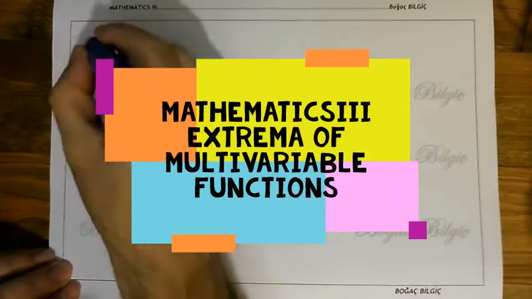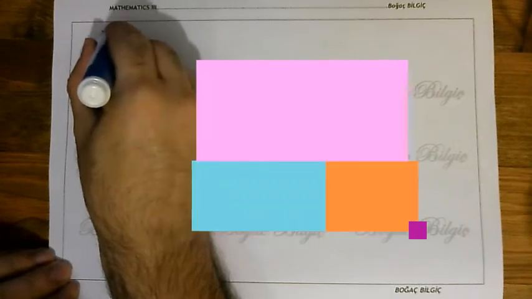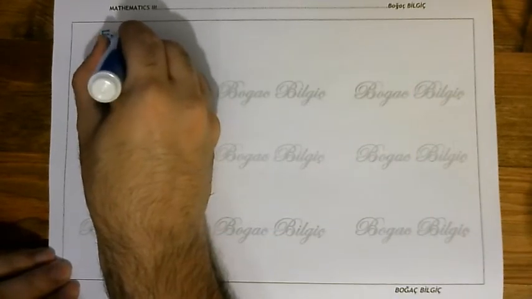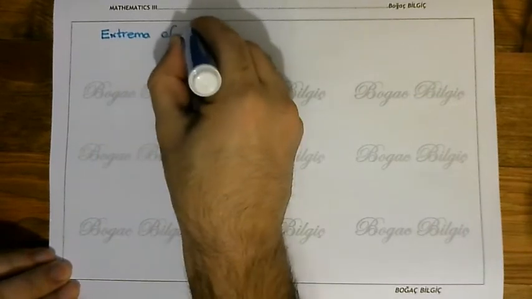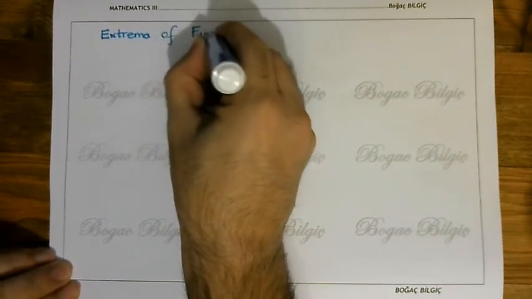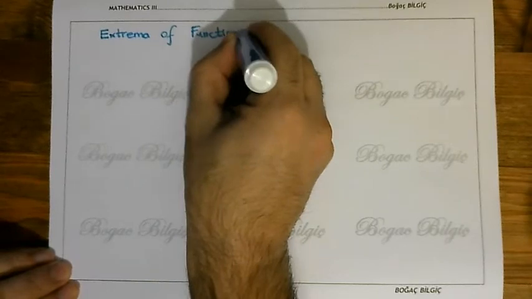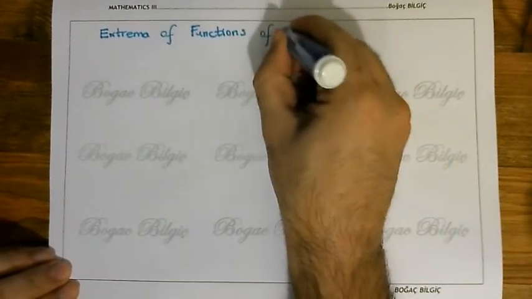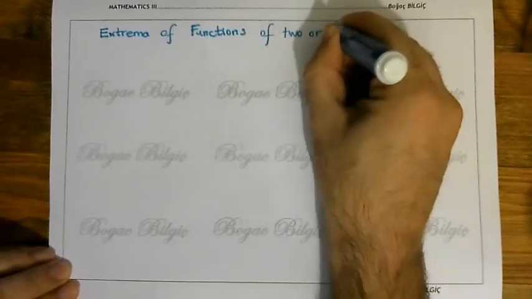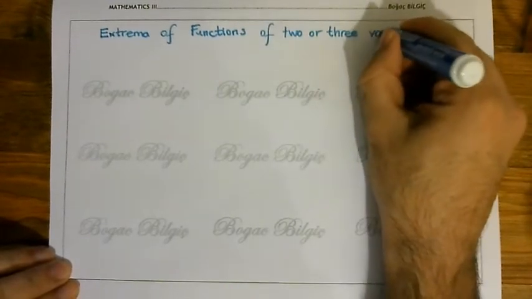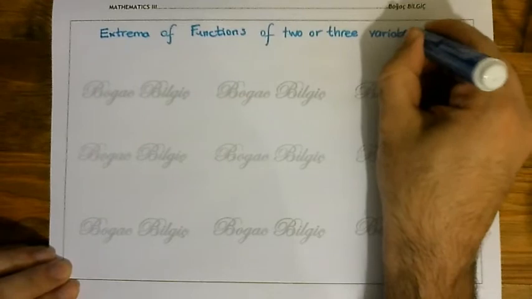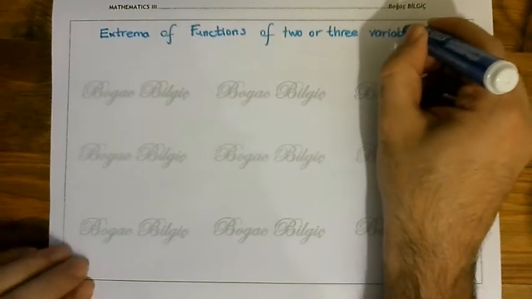Extrema of functions. Extrema of functions of two or three variables. Definition.